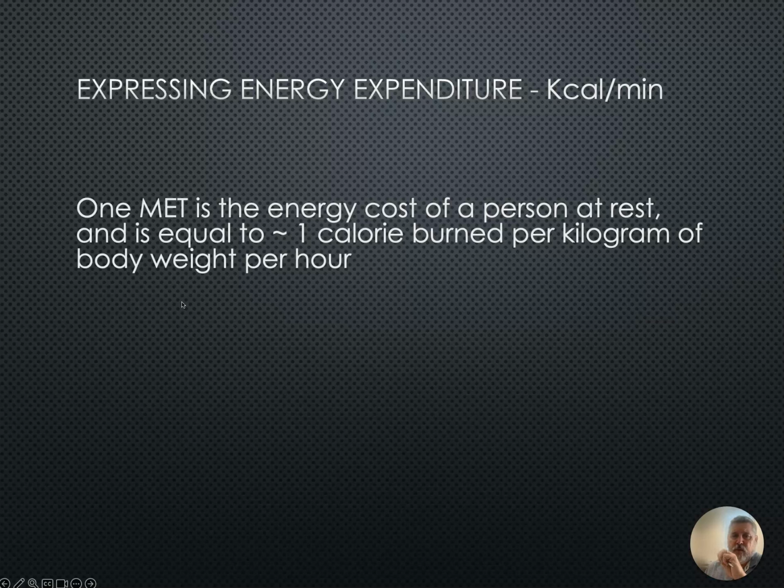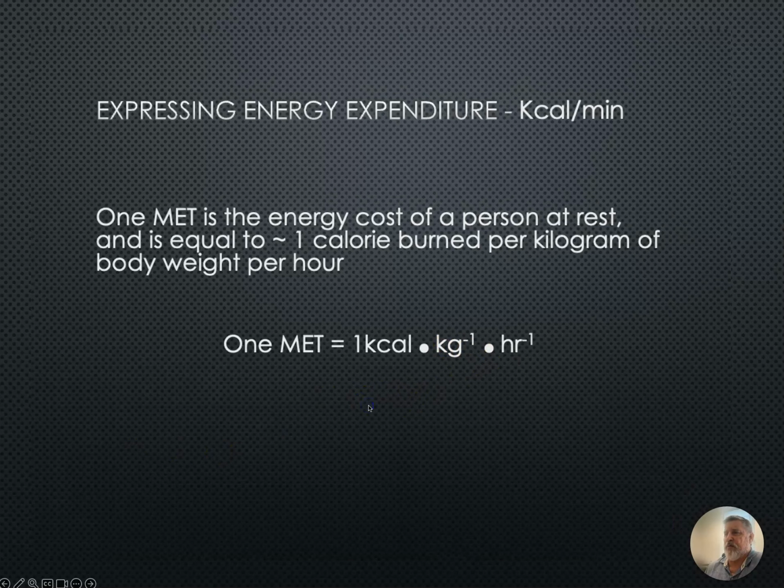So we know that 1 MET is the energy cost of a person at rest, and it's equal to about 1 calorie burned per kilogram of body weight per hour. So if we know body mass and we know METs, we can calculate caloric expenditure. 1 MET equals 1 kcal per kilogram of body mass per hour.